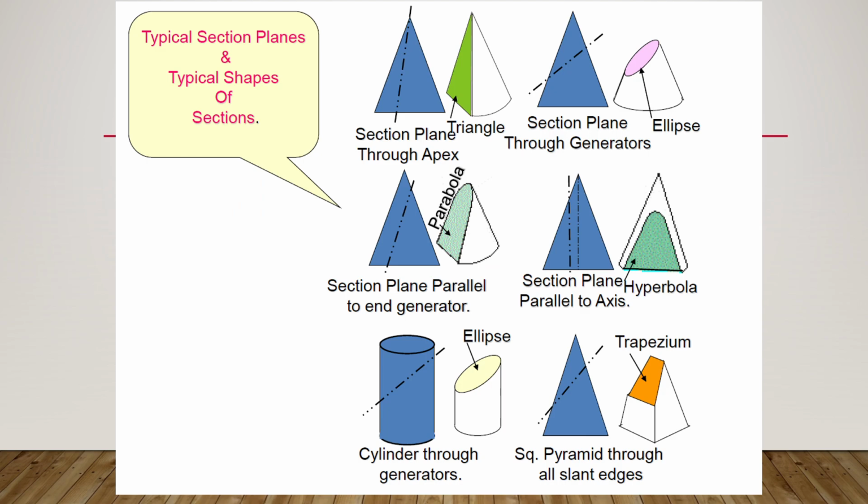These are some typical examples of sections of solids. See the cone. When you cut a cone through a sectional plane passing through the apex and the base, the sectional area we get is a triangle. When the sectional plane cuts a cone through the axis and two slant edges, the sectional area is an ellipse.